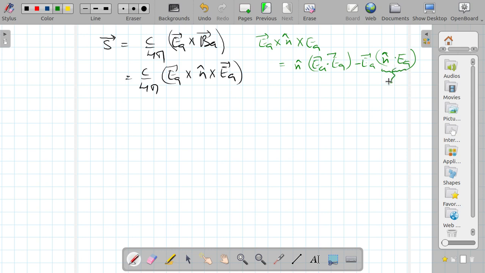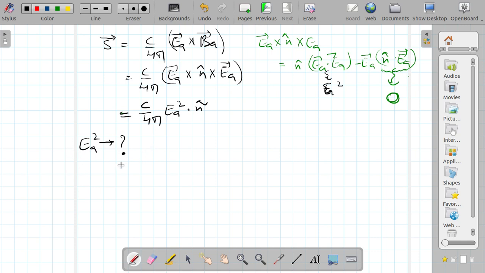Also, I know that they are perpendicular, and if they are perpendicular, then this value becomes 0. So this is simply equal to c over 4 pi, E_a square, n cap. Now we have to calculate the value of E_a square, so my next purpose is to find the value of this one.